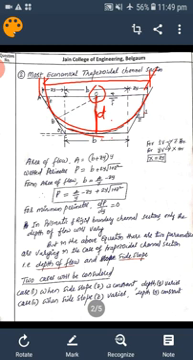I'll repeat once again. When you draw a semicircle by taking O as a center on the top width of the channel section, and taking the depth of flow as the radius, then the semicircle should touch all the three sides of the channel section tangentially. If it touches tangentially, then that particular section gives the most efficient channel section. So this is the second condition.